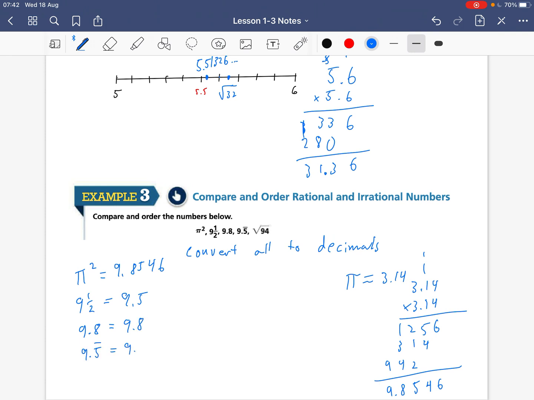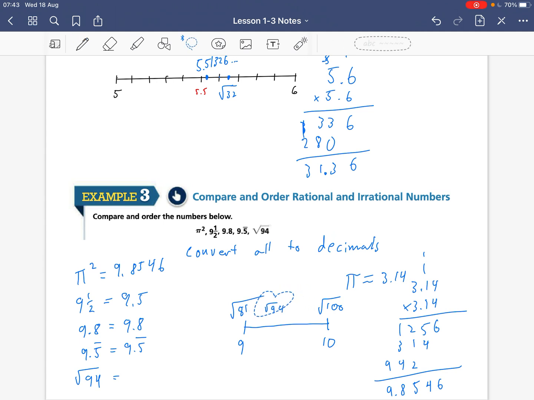9.5 repeating is just 9.5 repeating, and the square root of 94. So this one we also have to think of. That's between 9 and 10, because 9 squared would be 81, and 10 squared would be 100. So the square root of 94 is somewhere between these two, and it's over the halfway point, so it's somewhere out here. So I'll try 9.6.